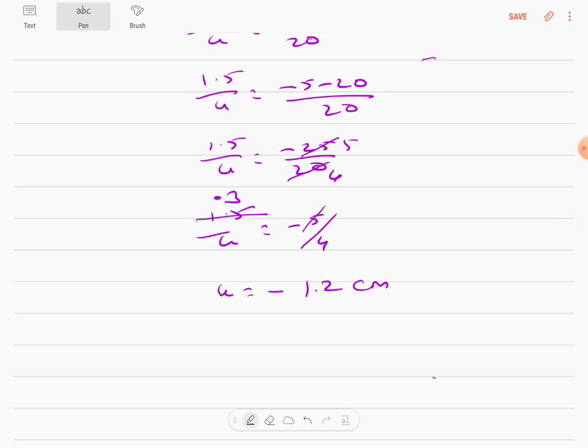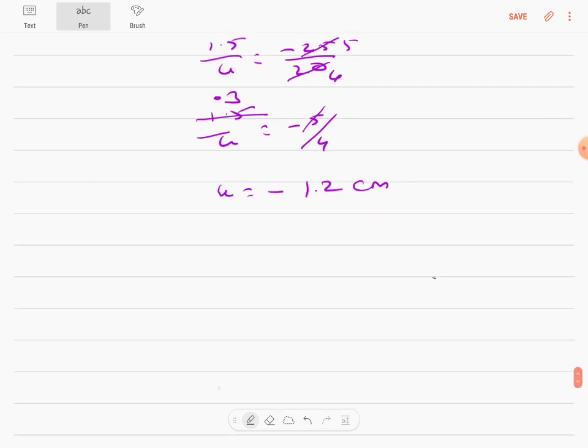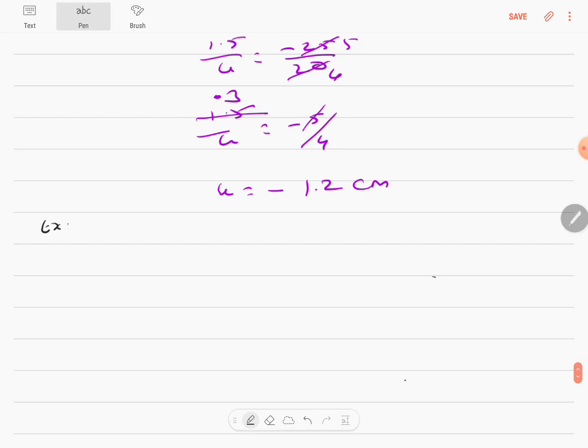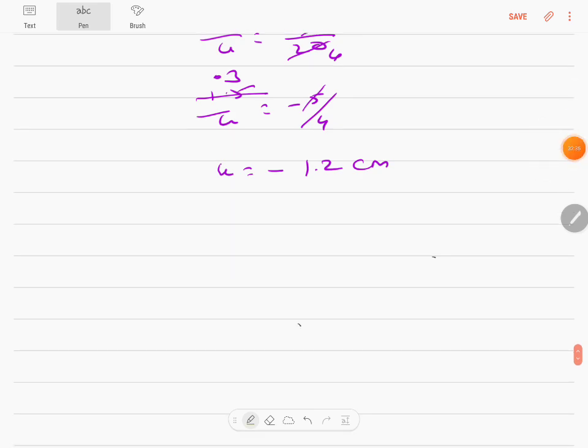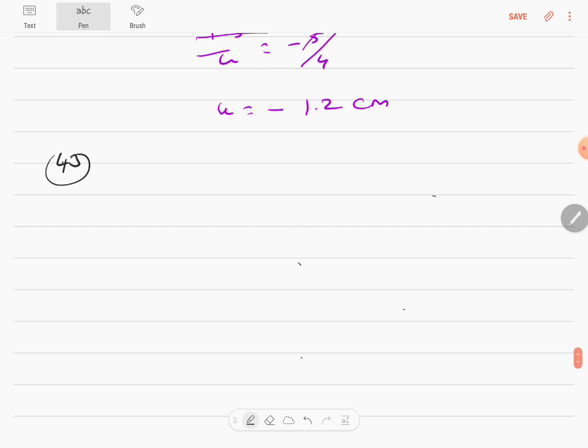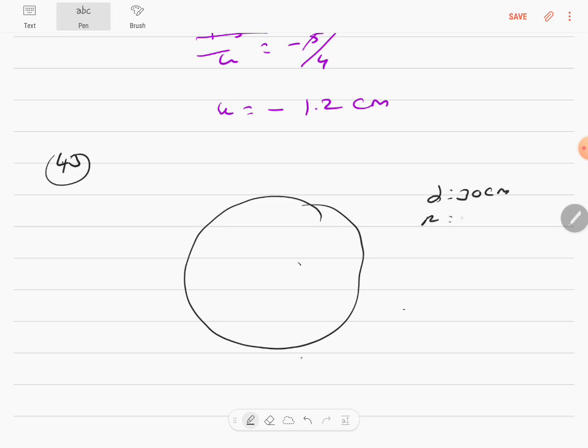The next question is a sample paper question which I'll try to do. It's example 43. A sunshine recorder globe made of glass of refractive index 1.5 has a diameter of 30 centimeter, which shows the radius is 15 centimeter. Draw the principal axis. A ray is entering parallel to the principal axis, which shows that the object is at infinity.